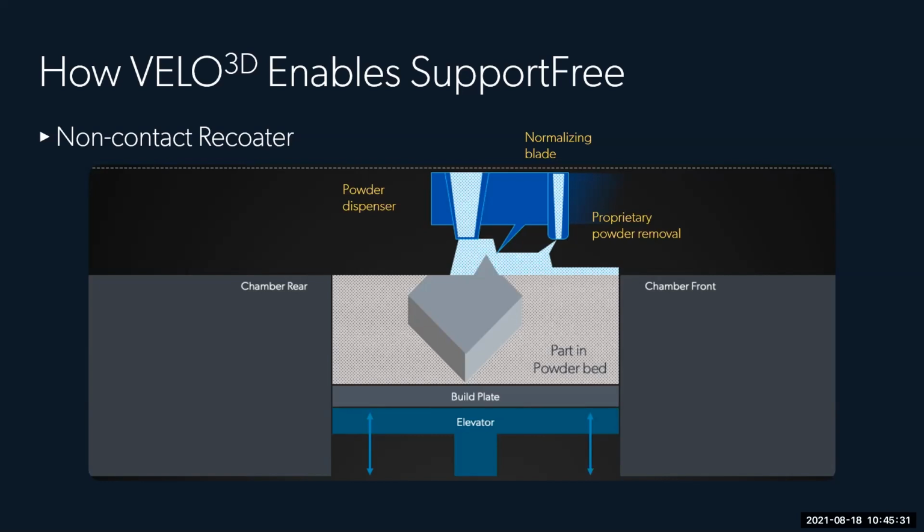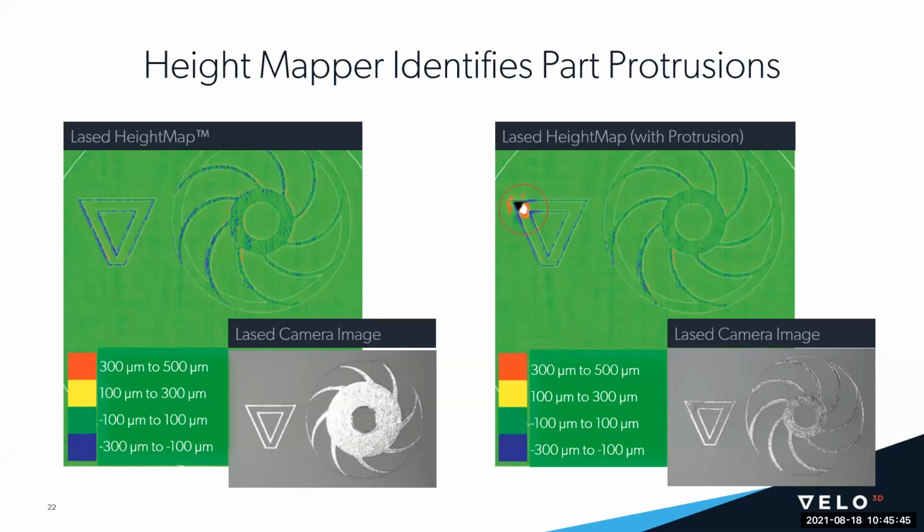Then we have a proprietary powder removal process that comes in after that and just removes the right amount of powder to get the powder bed to the desired depth. So in the event that a build is having problems and for whatever reason wants to protrude above the powder bed, we have our height mapper that takes pictures every layer and analyzes them before and after lasing.